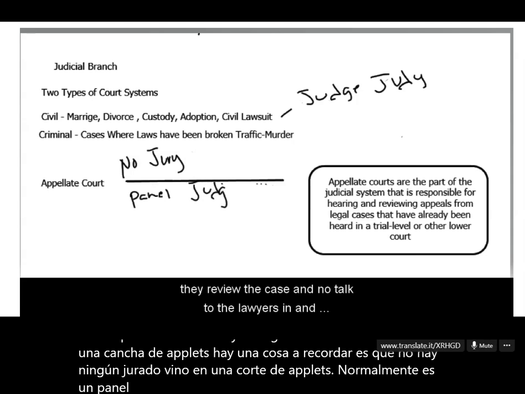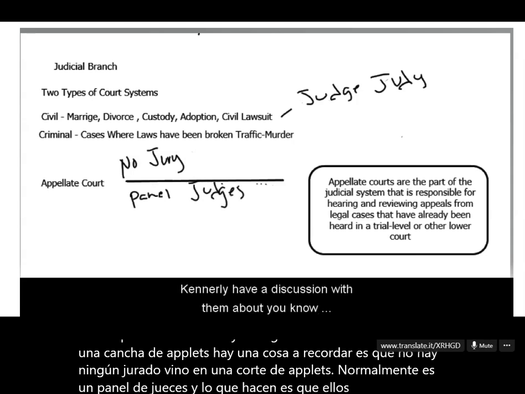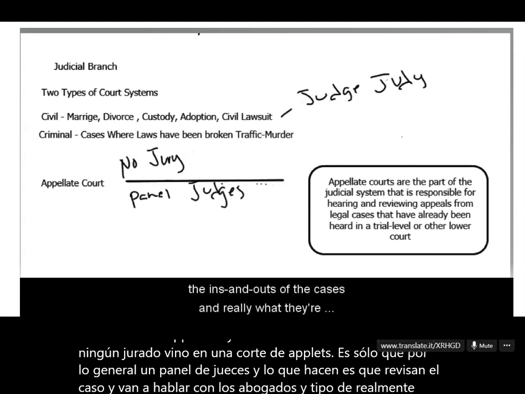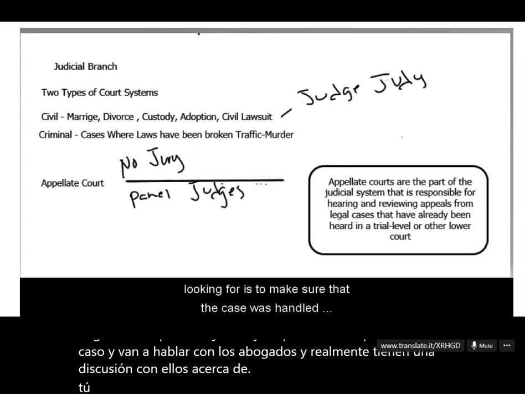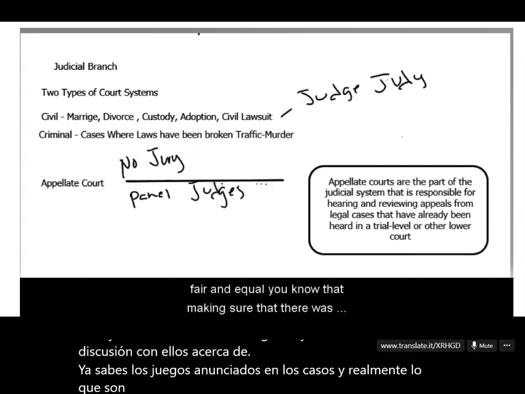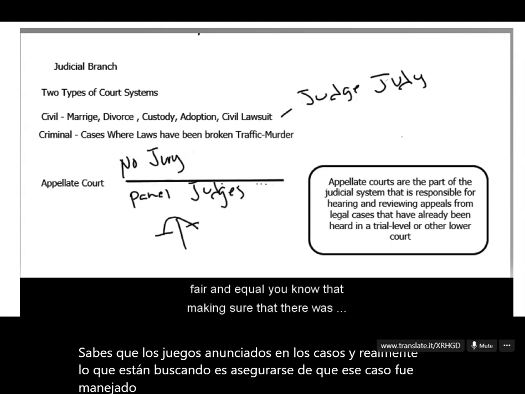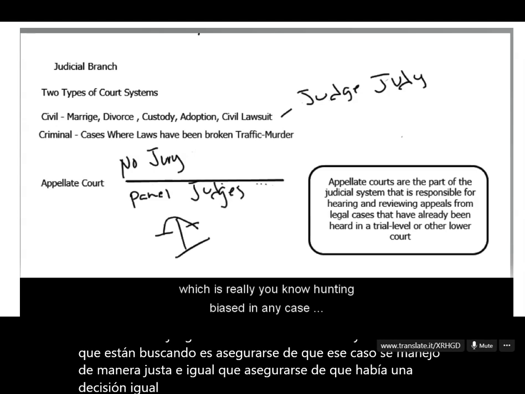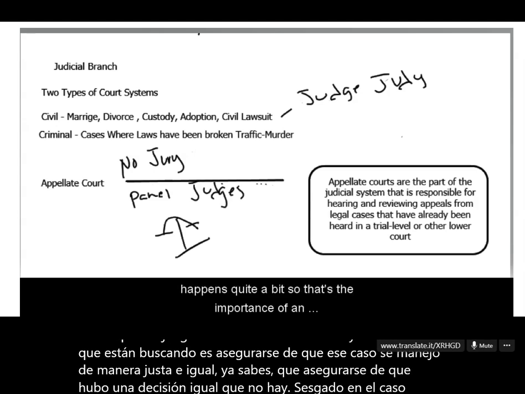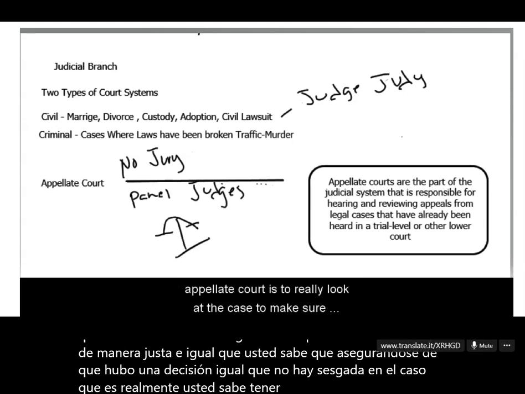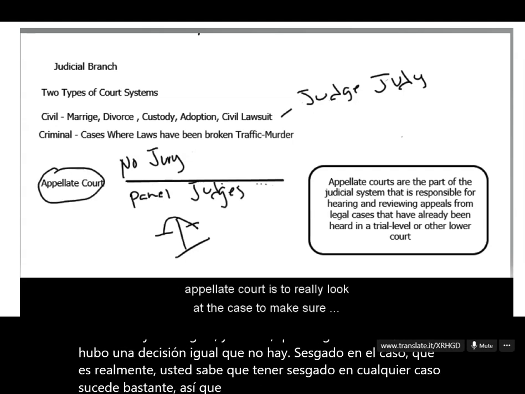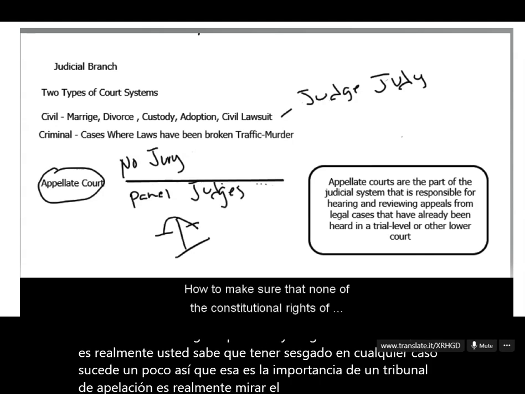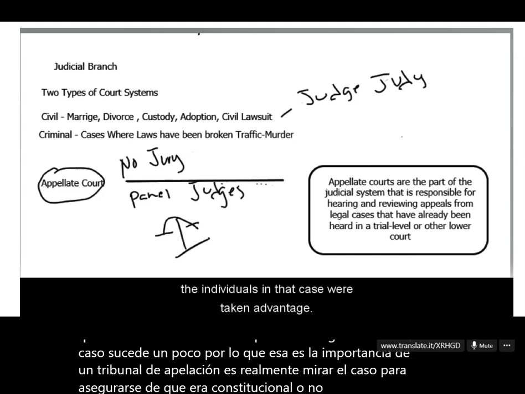Okay, and what they do is they review the case and they'll talk to the lawyers and really have a discussion with them about the ins and outs of the case. And really what they're looking for is to make sure that the case was handled fairly and equally, that there was no bias in the case, which happens quite a bit. So that's the importance of an appellate court, to really look at the case to make sure that it was constitutional or not.